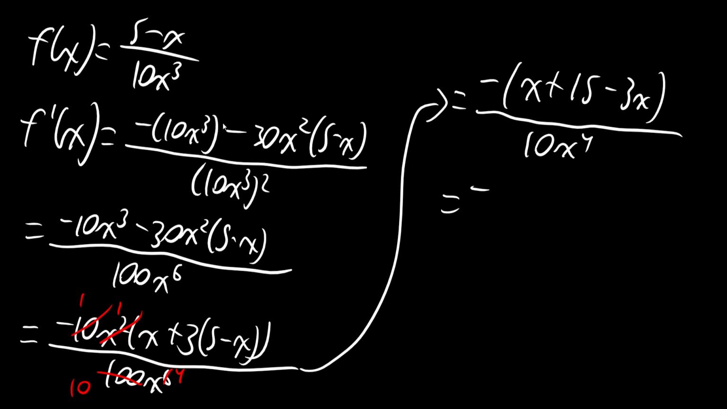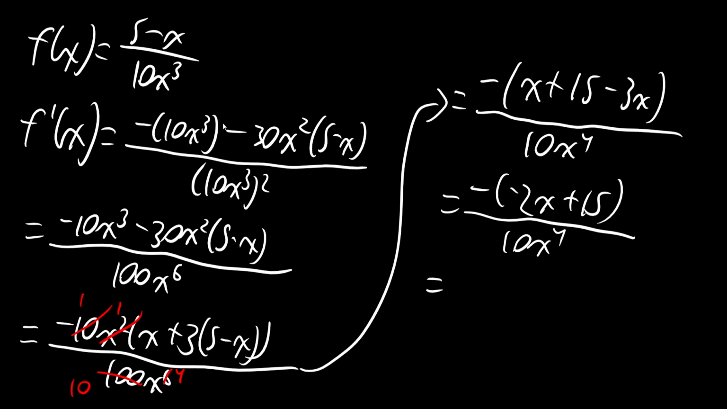Then we'll collect common terms. We'll get negative and then negative 2x plus 15 all over 10x to the 4. And then we'll just distribute the negative. We'll get 2x minus 15 over 10x to the 4. And that's your final answer.